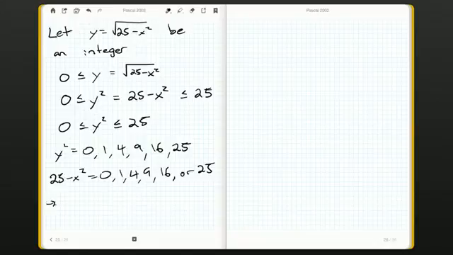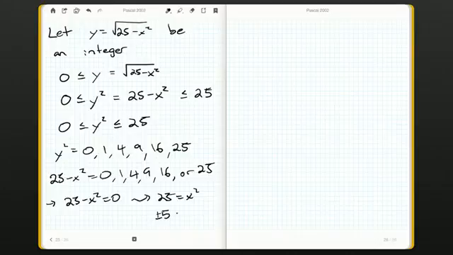So, for the first one, 25 minus x squared is equal to 0. Well, we can quickly rearrange that into 25 is equal to x squared. We can square root both sides. We're going to get x is equal to plus or minus 5. Right? 5 can go in here and get 25 out, but so can minus 5, and we need to remember that.